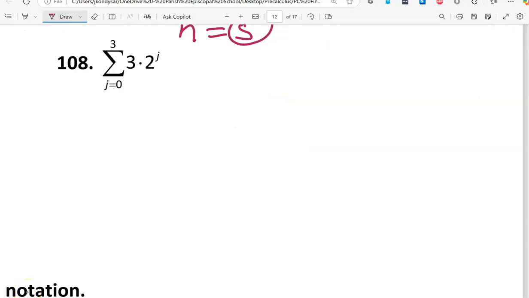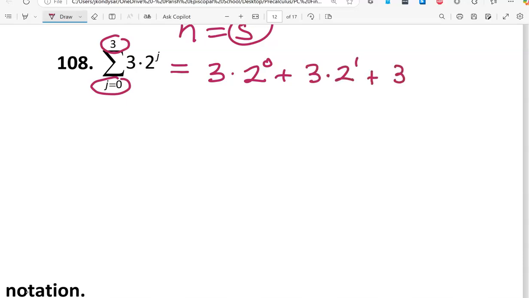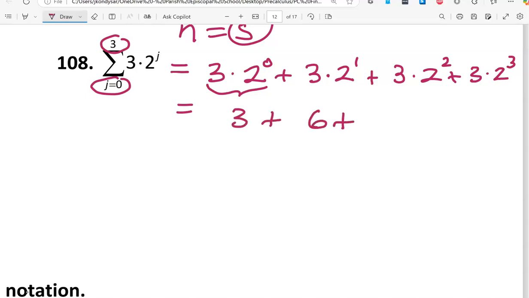In 108, we're asked to sum from j equals 0 to 3, the general term 3 times 2 raised to the j power. So that will be 3 times 2 raised to the 0 power is what we start with, plus 3 times 2 raised to the 1 power, plus 3 times 2 raised to the second power, plus 3 times 2 raised to the third power. So we can do some arithmetic here. This is 3 times 1 is 3, 3 times 2 is 6, 3 times 4 is 12, and 3 times 8 is 24, and that's going to give us 45.